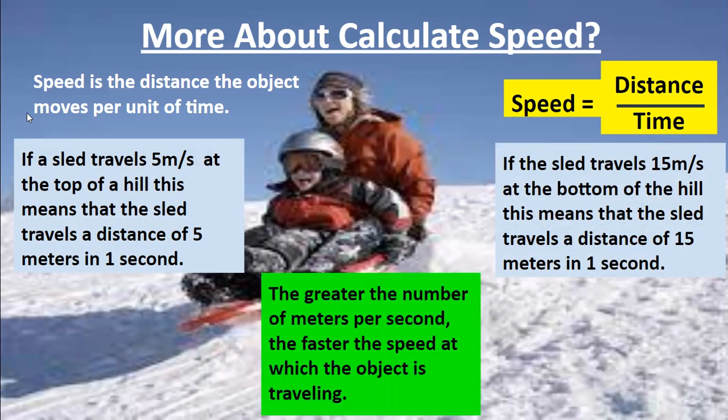So the greater the number of meters per second, the faster the speed at which the object is traveling. And that makes sense. If you can go more distance in the same amount of time, you must be traveling faster.